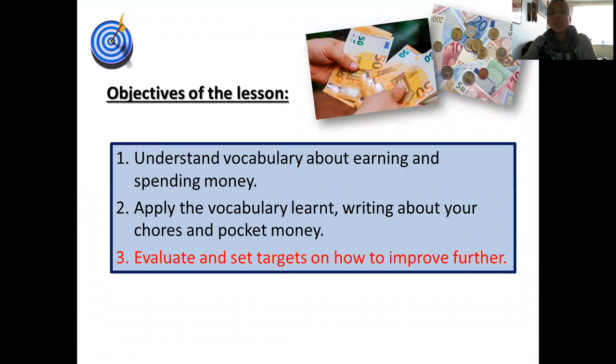So the objectives for the lesson are the same objectives that it has been throughout the week. At this moment in time, you should understand more the use of the vocabulary about earning and spending money. And you have been applying that vocabulary in your reading, in your listening, in your speaking, when you recorded your dialogue and you sent it to me. And you've been practicing. Today, you are going to practice in your writing, okay? And throughout the lessons, you should have evaluated and set targets, and I'm expecting everybody to do that at the end of the lesson, on how to improve further.